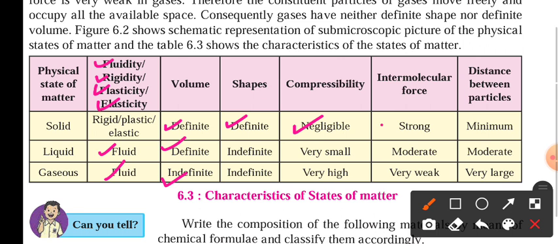Intermolecular force, we have a strong force in the solid because the particles are very close to each other, moderate in the liquid and very weak in the gaseous. The distance between particles is minimum in the solid because they are very close. Moderate means a little bit far from each other, and very large in the gaseous because particles are free to move, so the distance between particles increases rapidly.